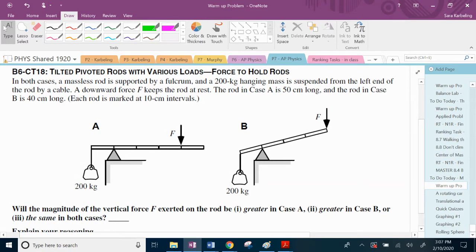So here it comes. In both cases, a massless rod is supported by a fulcrum, and a 200 kilogram hanging mass is suspended from the left end of the rod by a cable. A downward force F keeps the rod at rest. The rod in case A is 50 centimeters long, and the rod in case B is 40 centimeters long. Each rod is marked in 10 centimeter intervals. The question says, will the magnitude of the vertical force F exerted on the rod be greater than, less than, or the same in both cases?